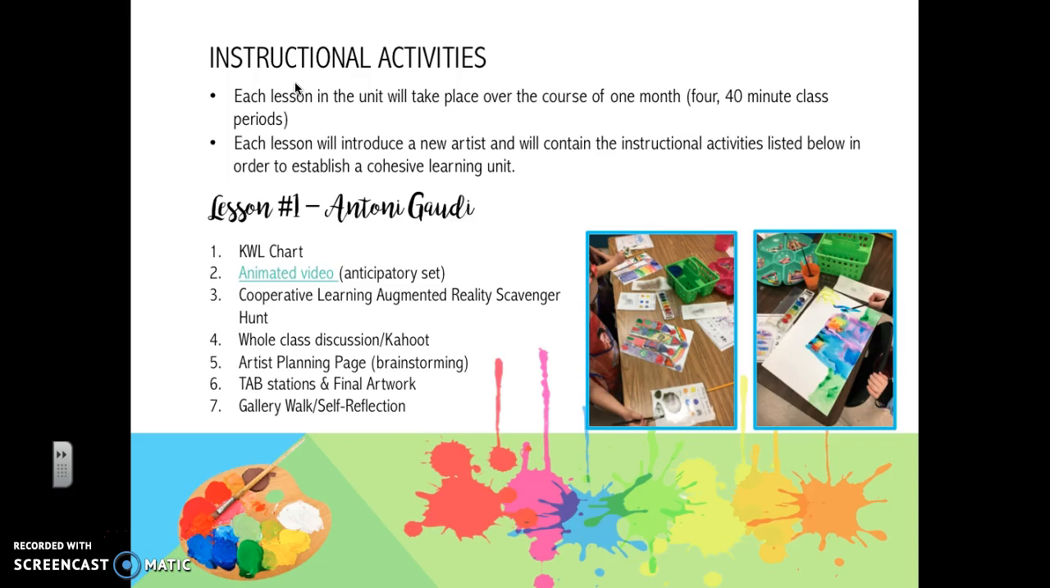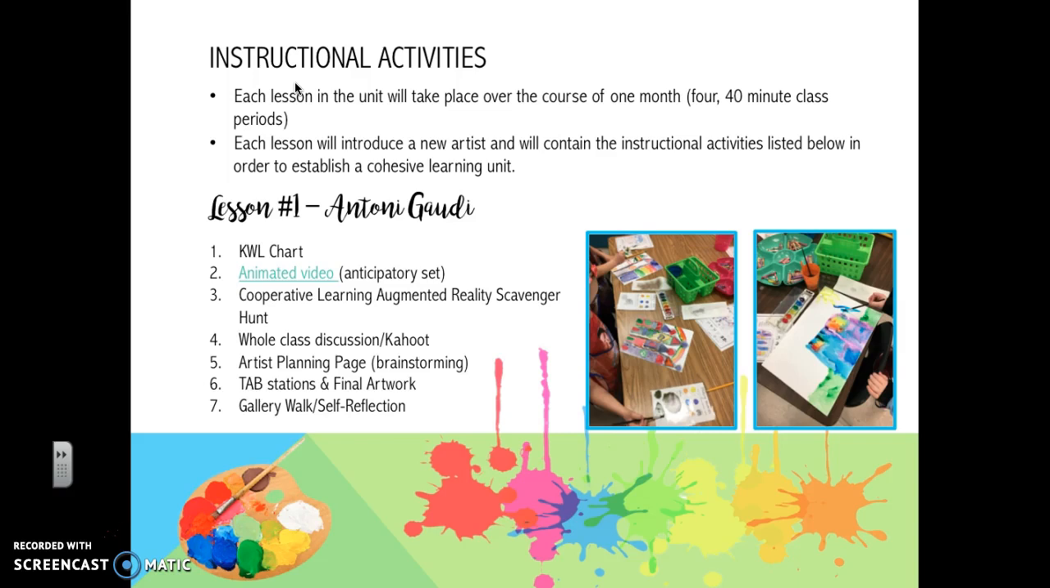Each lesson will introduce a new artist and will contain the instructional activities listed below in order to establish a cohesive learning unit. As an outline for lesson number 1, the focus artist will be Antoni Gaudí, and there will be 7 different instructional activities that will take place. The first one is a KWL chart, or what the students know, what the students want to know, and then what the students will learn.